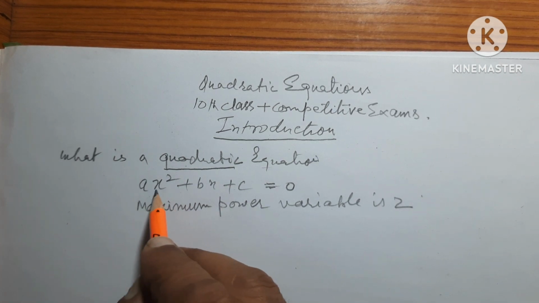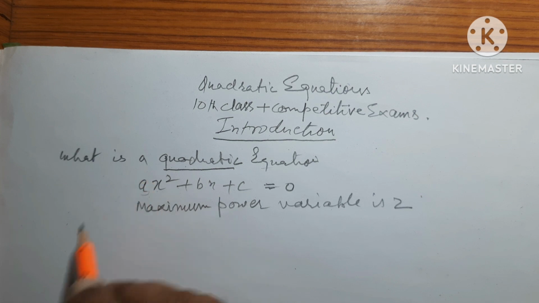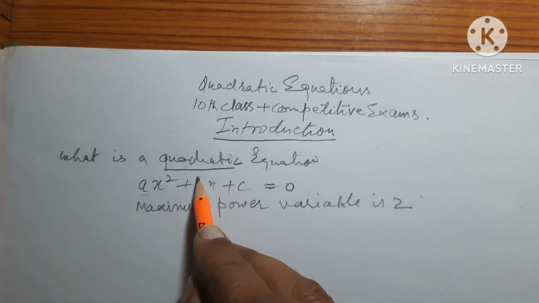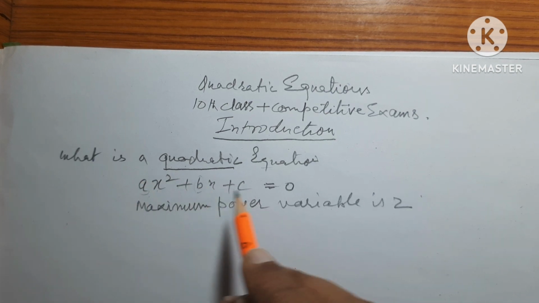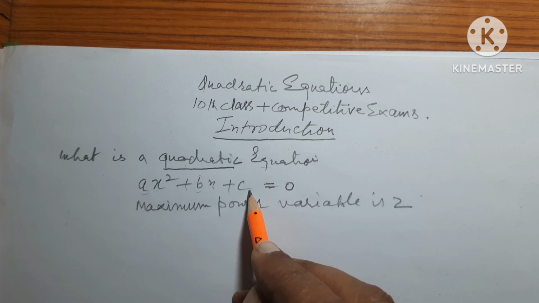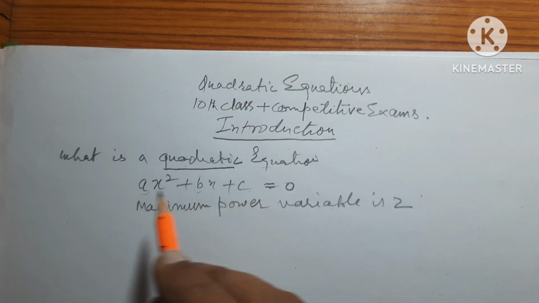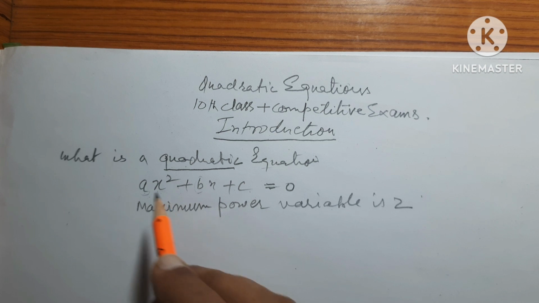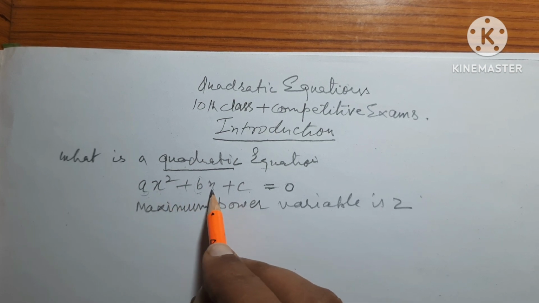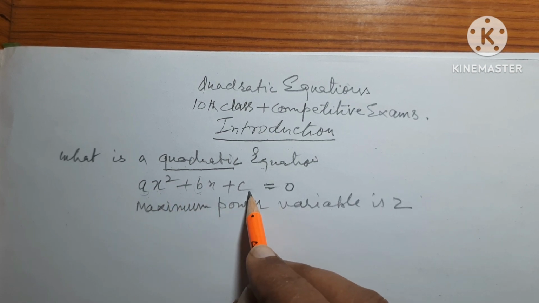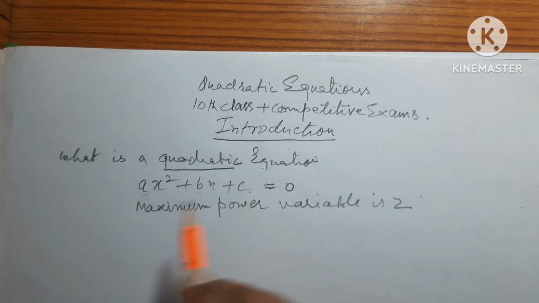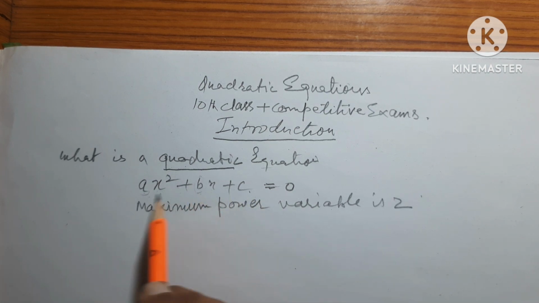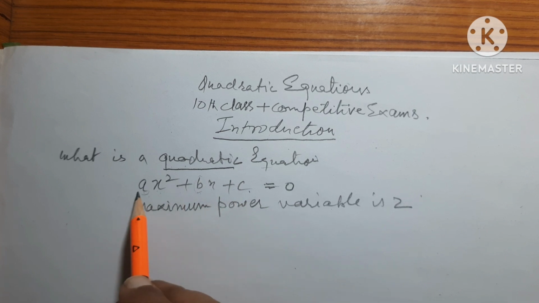Now the coefficient of x square is written as a, and the coefficient of x is b, and this is a constant. A is the coefficient of x square, b is the coefficient of x, and c is a constant. So these are the coefficients. These are the standard alphabets, A, B, and C.